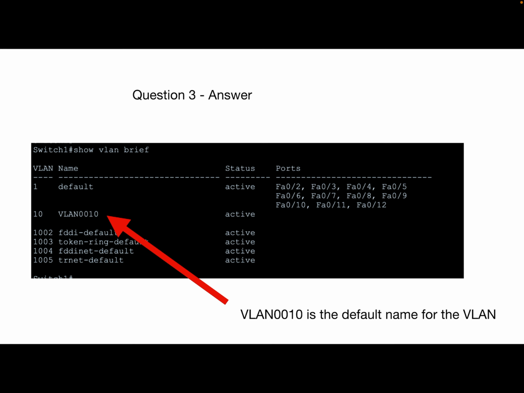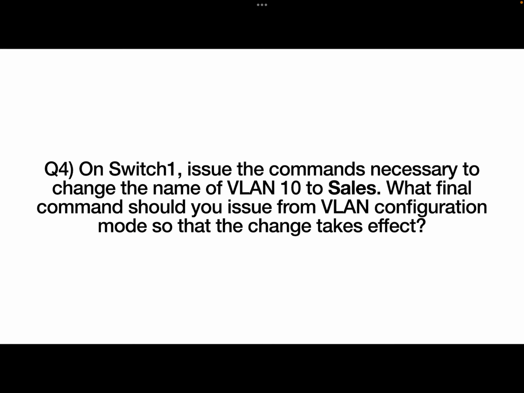So if you go into question 4, on switch 1, issue the commands necessary to change the name of VLAN 10 to sales.